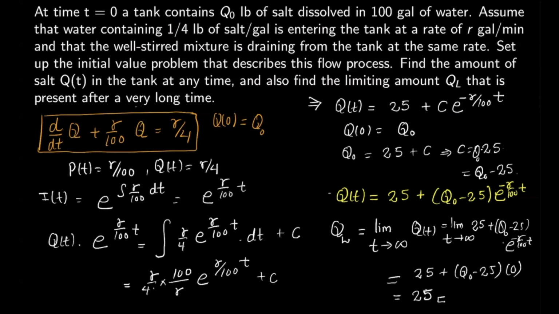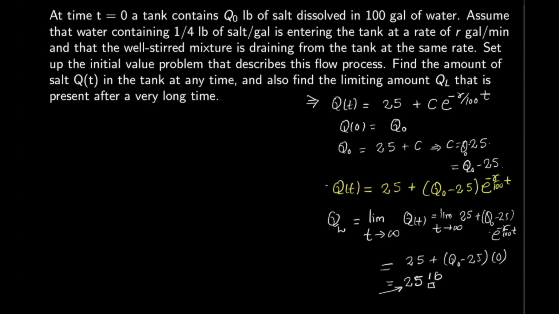So what this means is, if we keep entering the water with the concentration 1/4, and the solution keeps exiting with the same rate R as it is entering, then for a very long time, the amount of salt will be 25 pounds in the tub. So that will be the amount of salt present in the solution.